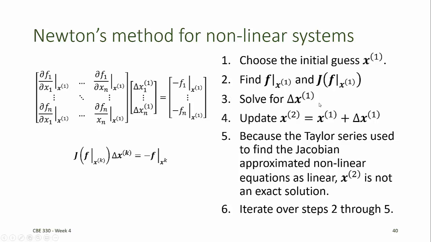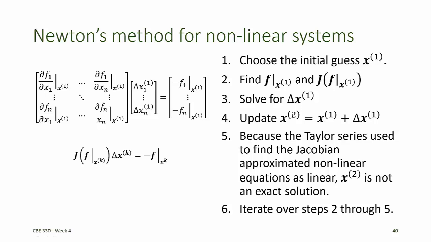For step 3, we can use any of the methods that we've already talked about for solving linear systems. Then, recognizing that delta x1 is the error on x1, we update our guesses for x by adding delta x1 to our initial guess x1 to get our second guess, x2.